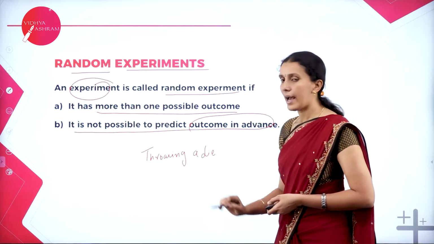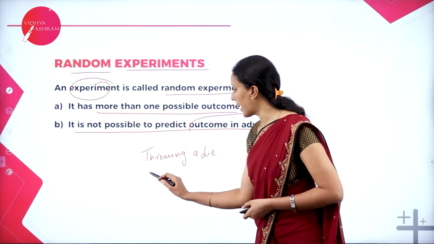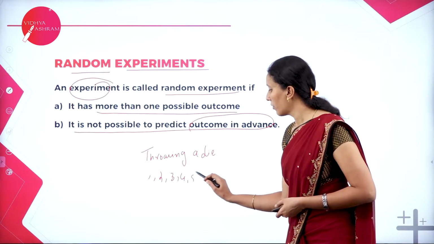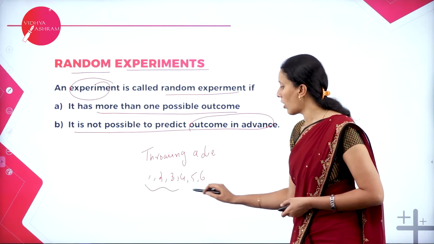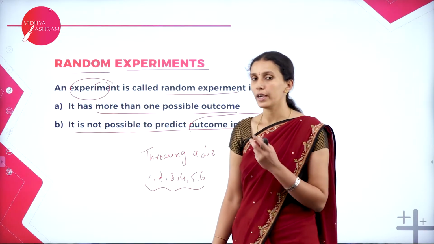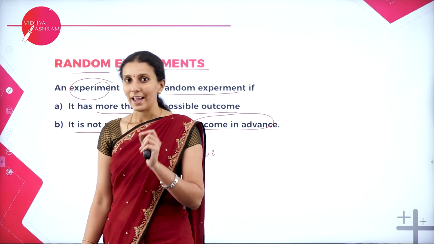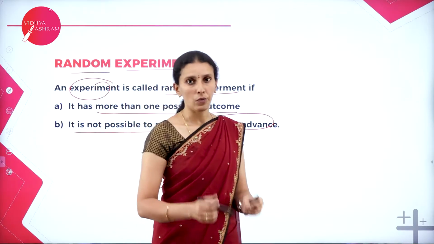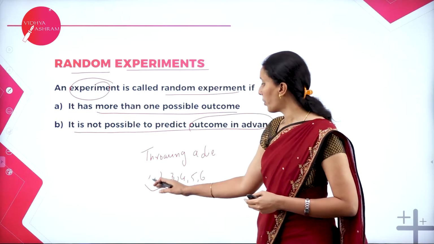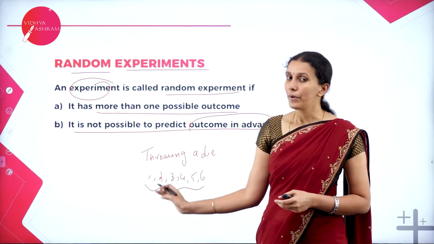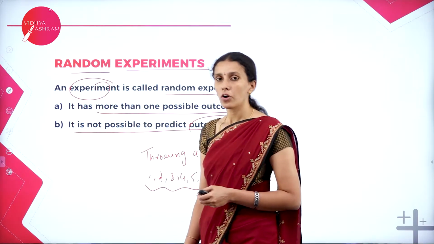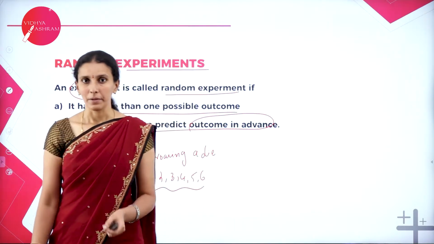So when you throw a die, you will get the outcomes as 1, 2, 3, 4, 5, 6. So these are the outcomes you will get when you throw a die. You cannot predict exactly you will get 3, exactly you will get 4, exactly you will get 1, like that. So it has more than one outcome and you cannot predict the outcomes. So such type of experiments are called random experiments.